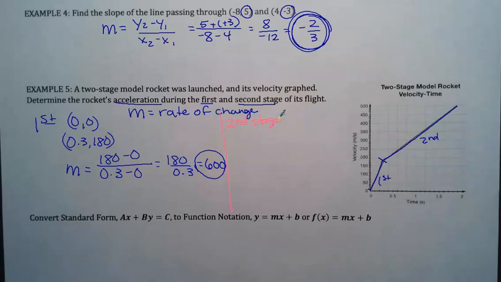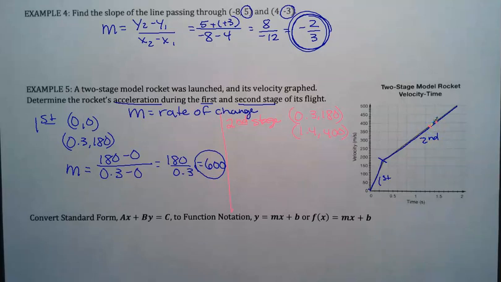All right, I can use the same starting point, that 0.3, 180. That's the starting point for my second stage. And I'm going to use 1.4 because it intersects nicely there. So my other point is going to be 1.4 comma 400. Again, I'm looking for nice places where they intersect. I don't want to use this place because it doesn't intersect well.